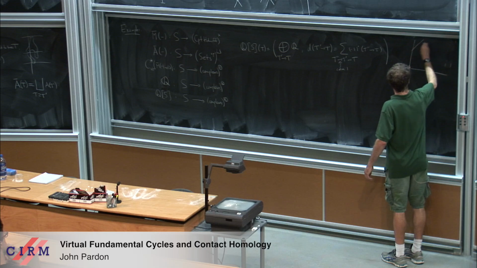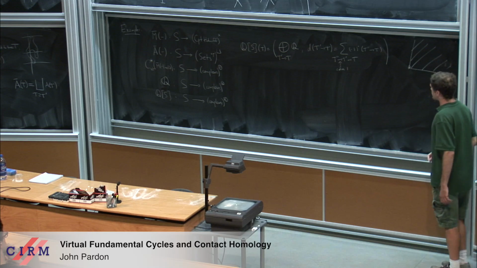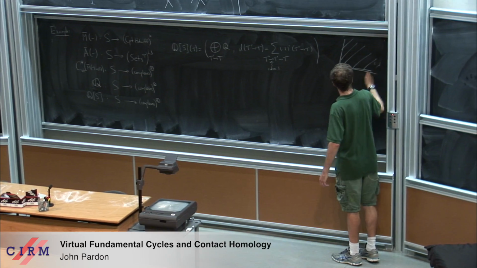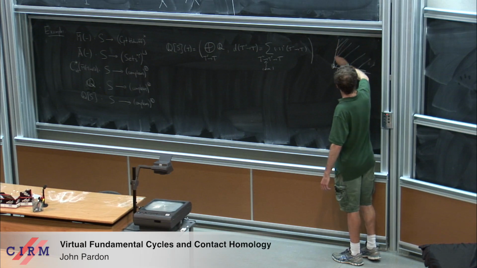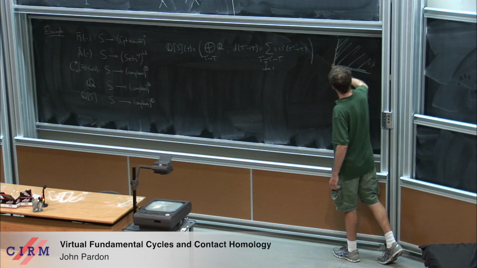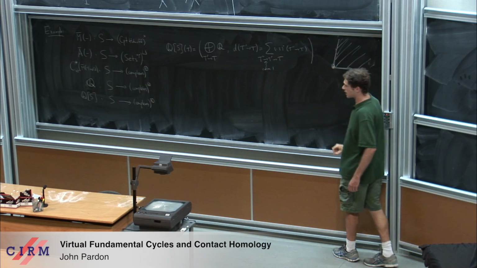You know, this is your moduli space. You take the free abelian group on the strata. Here I have 1, 2, 3, 4 strata. The boundary of this big stratum is this guy plus this guy. The boundary of this stratum is this, and the boundary of this stratum is this with the opposite sign.